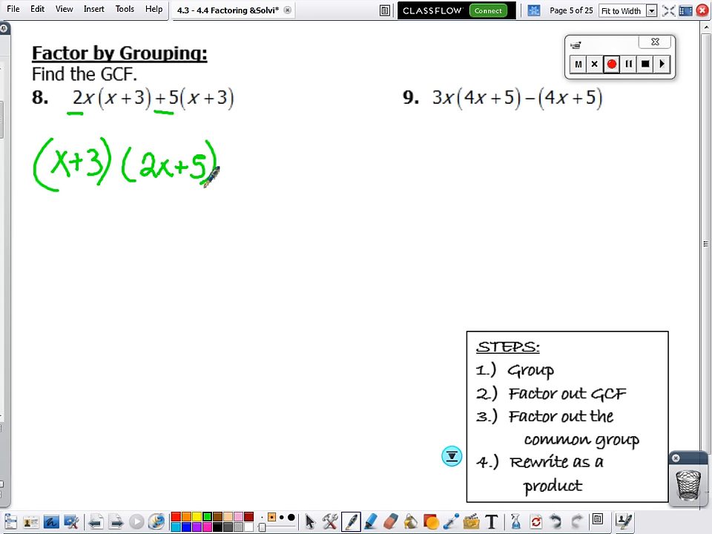If we look at number 9, both of these have a greatest common factor of 4x plus 5. So here when we look at these problems, our GCF is no longer a monomial, but it is a binomial. Once we factor out the 4x plus 5, we are left with 3x minus, okay, now that you've factored out the 4x plus 5, you got to think division here. 4x plus 5 divided by 4x plus 5 is 1. So you must fill the spot with a 1, not leave it blank.